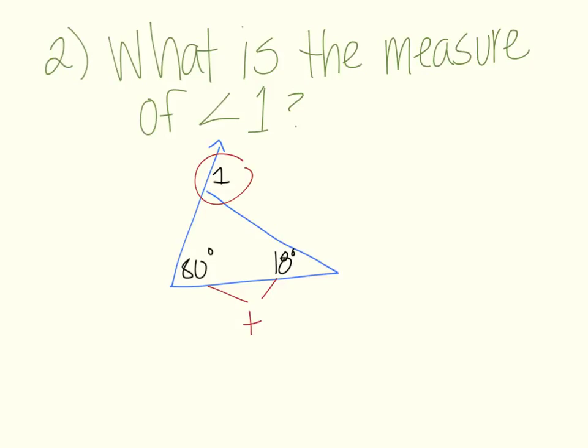If I add 80 plus 18, I get 98 degrees, and 98 degrees is the measure of angle 1. So pretty simple, nothing too complicated. What's going to be important is that you remember the definitions and remember that the two interior angles are the ones that are not anywhere near the angle that's on the exterior.